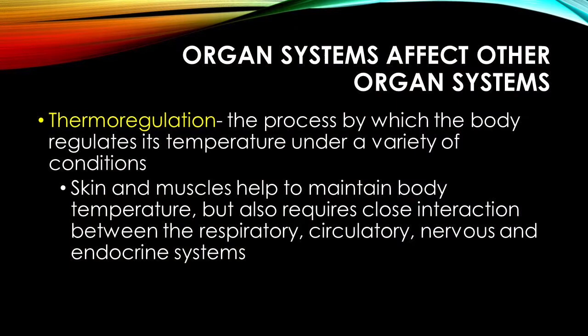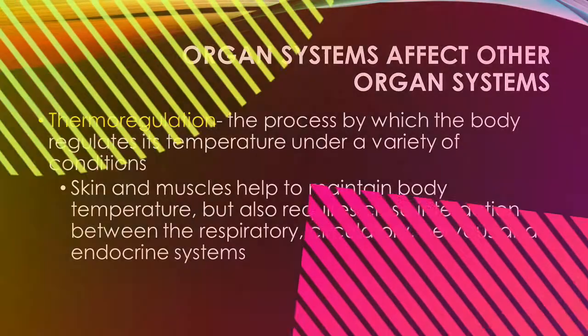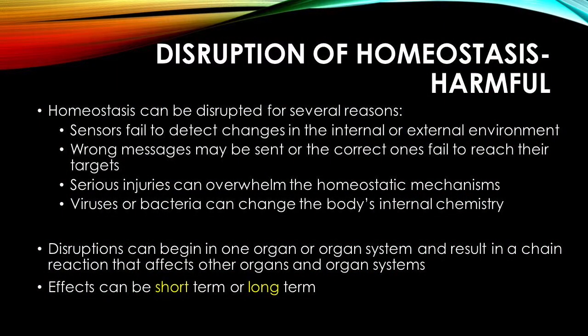Thermoregulation is the process that allows the body to maintain its core internal temperature. All thermoregulation mechanisms are designed to return the body to homeostasis. Sometimes homeostasis is disrupted in the body. This can happen for several reasons. When sensors don't detect changes in the environment, or the wrong messages are sent, when viruses and bacteria change the body's internal chemistry, all these things are harmful to the body and can result in a chain reaction that ends up affecting other organs and organ systems.